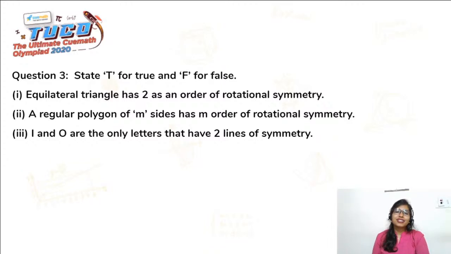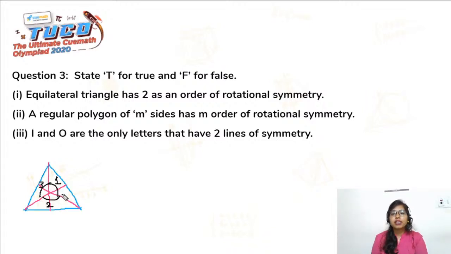So this is our last question for the day. State true or false for the following questions. Equilateral triangle has 2 as an order of rotational symmetry. Let's check this out. Let's say that this is an equilateral triangle and let's draw the medians of this equilateral triangle. Now, if you notice, when I divide this with respect to its medians, each of these angles is 120 degrees because all the 3 triangles are equal, as in congruent. This is triangle 1, triangle 2 and triangle 3. All 3 triangles are congruent. So 360 divided by 3, each angle gives us 120 degrees.